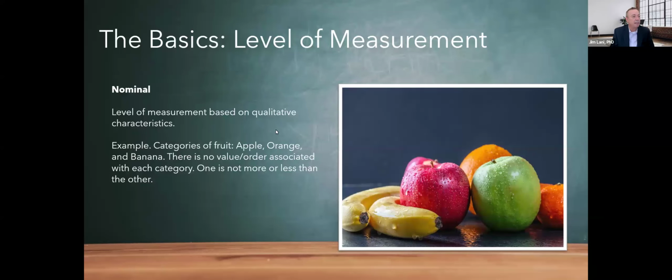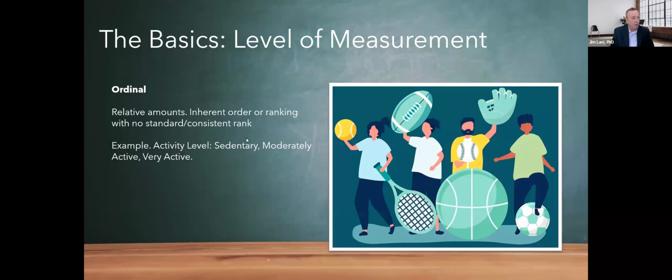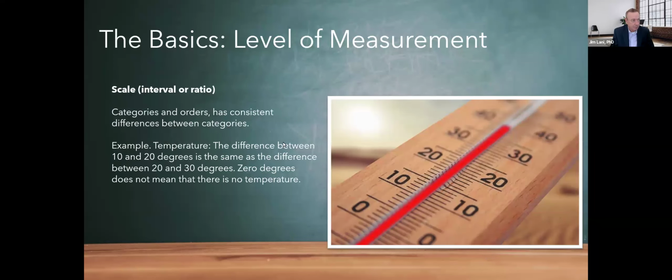Let me hammer this home a bit. Fruit, no particular order. Okay, just naming a fruit is the variable, and then you can have different names or categories. Ordinal might use activity level: sedentary, moderately active, very active. Who knows? Sedentary, maybe no exercise. Moderately, maybe 3 days a week. Very active, maybe 7 days a week of exercise. So again, not equally spaced, so to speak. And then scale: your rulers, thermometers, all have these equal intervals in between.